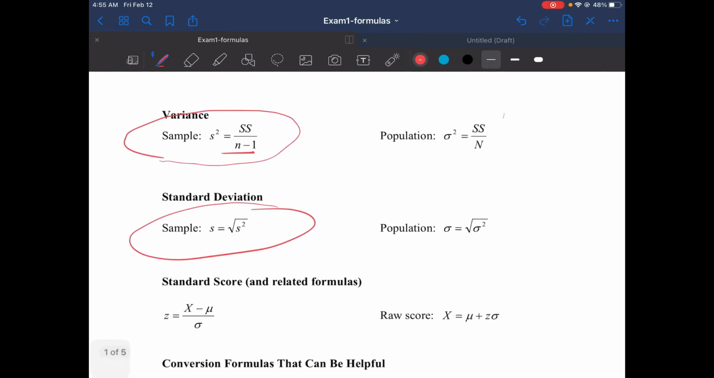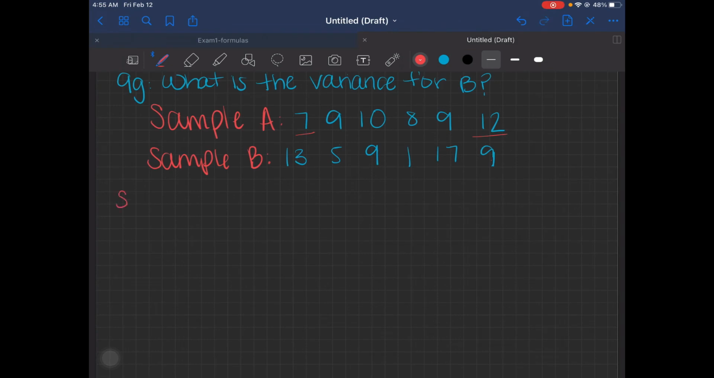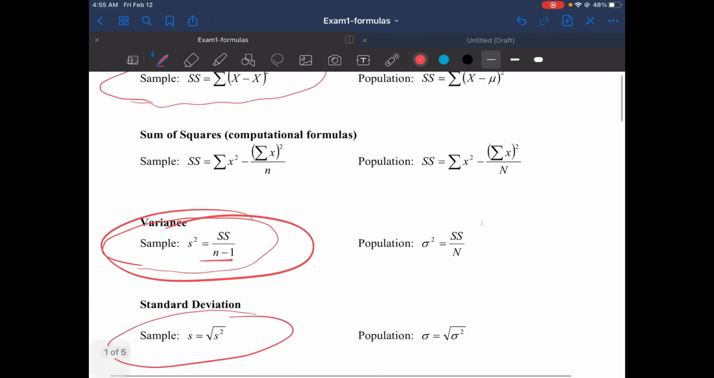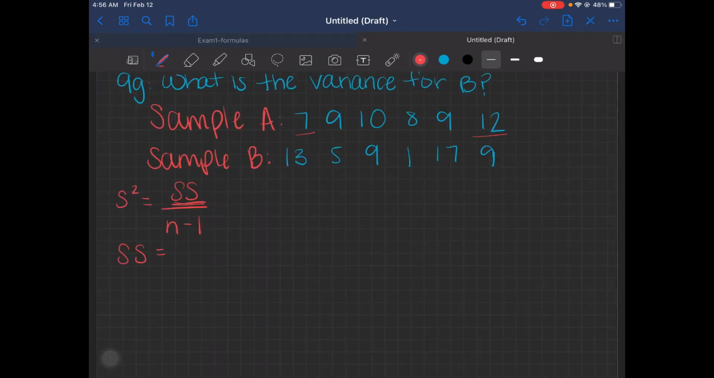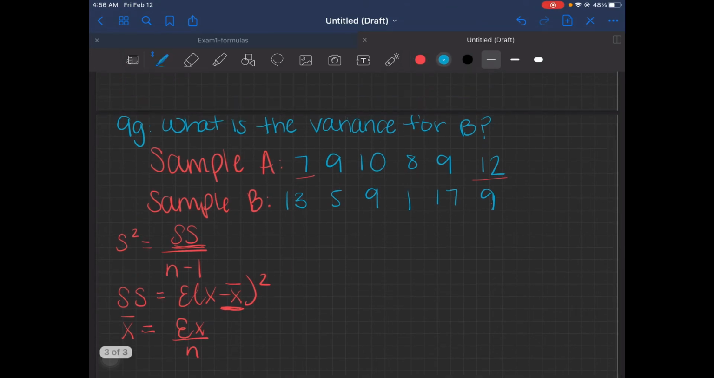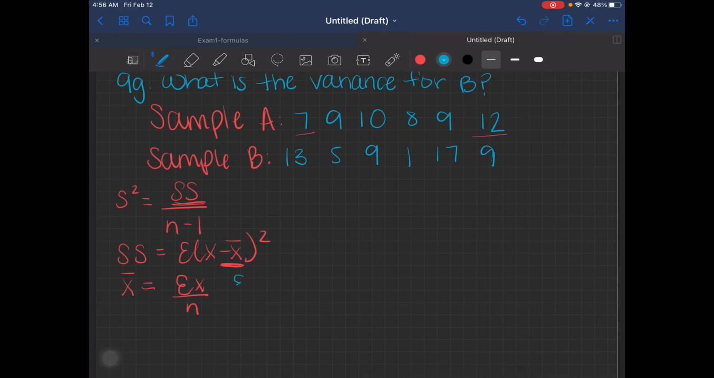So we know that eventually what we need is this here. So we need the variance, which is sum of squares divided by n minus 1. In order to do this, we need the sum of squares, which we don't have. So we're going to find the formula for sum of squares, which is this here: sigma x minus x bar squared, and we're going to need x bar for that, which we don't have yet. So x bar equals the sum of x over n.